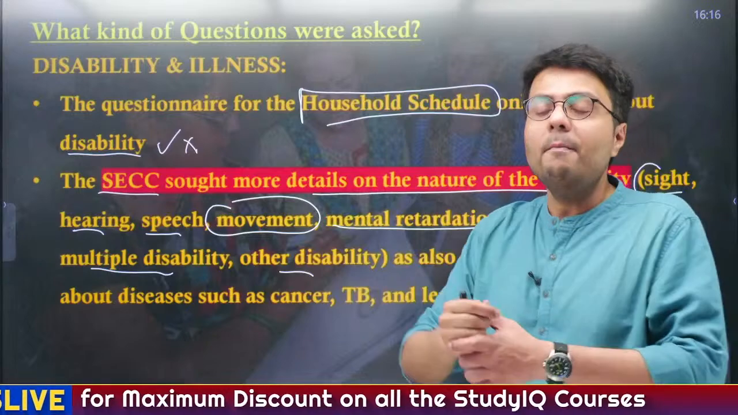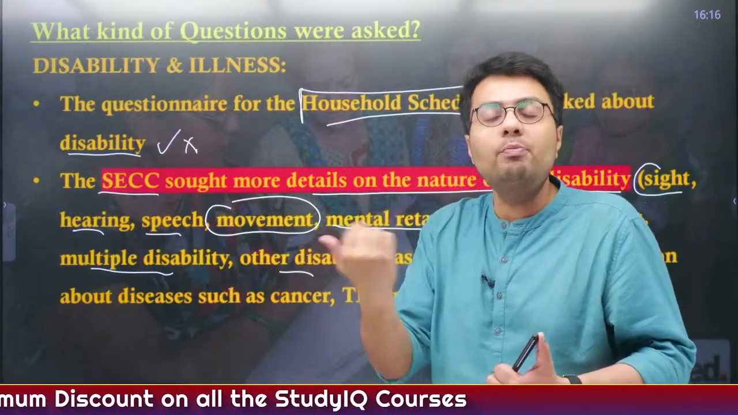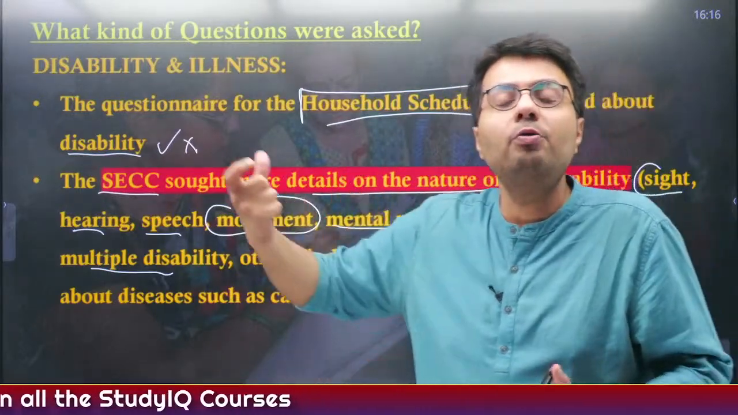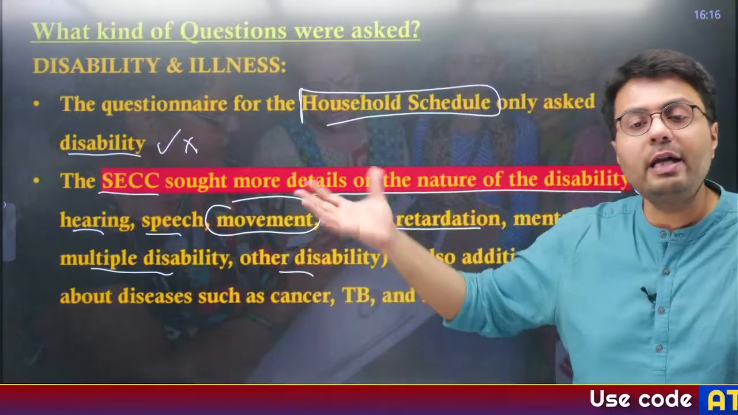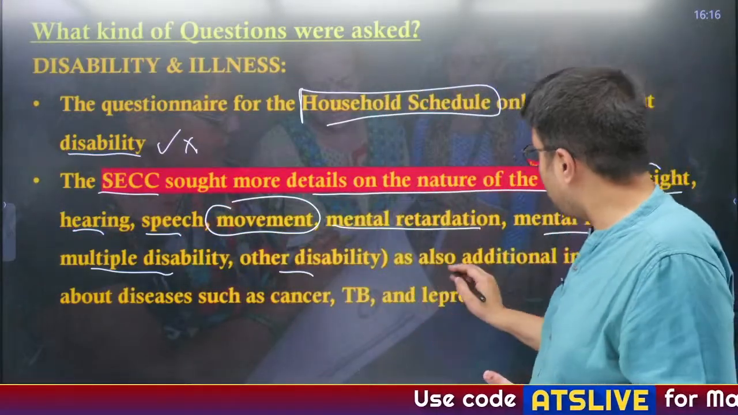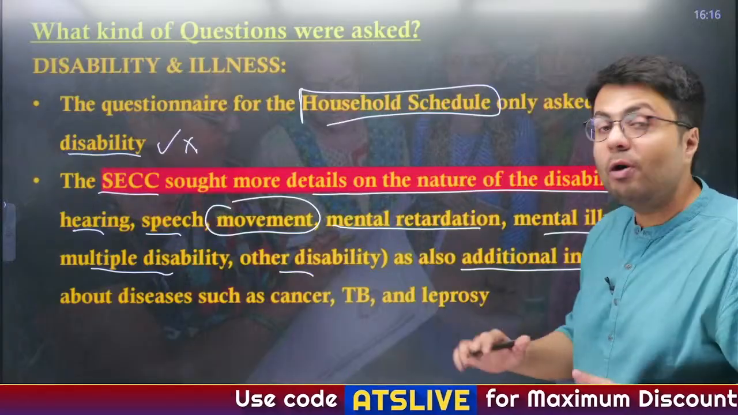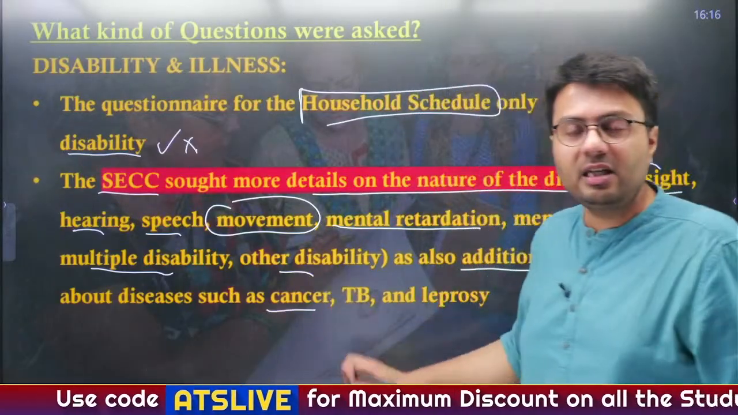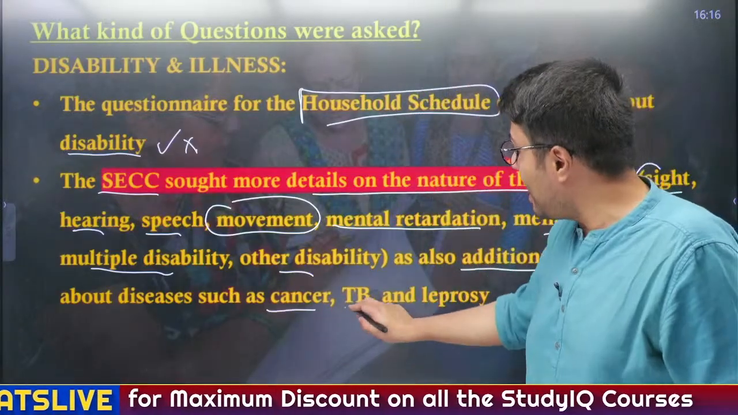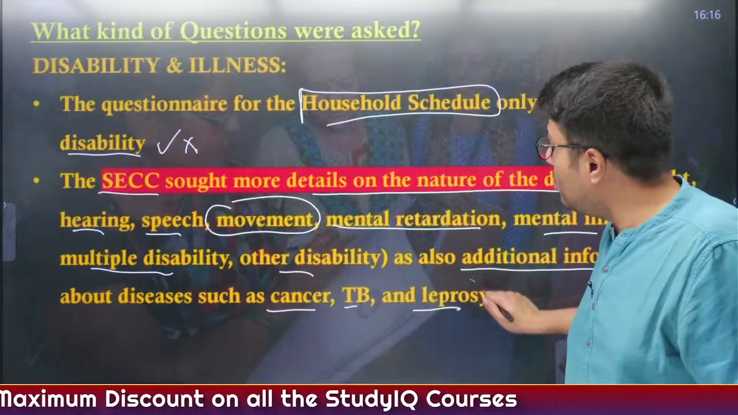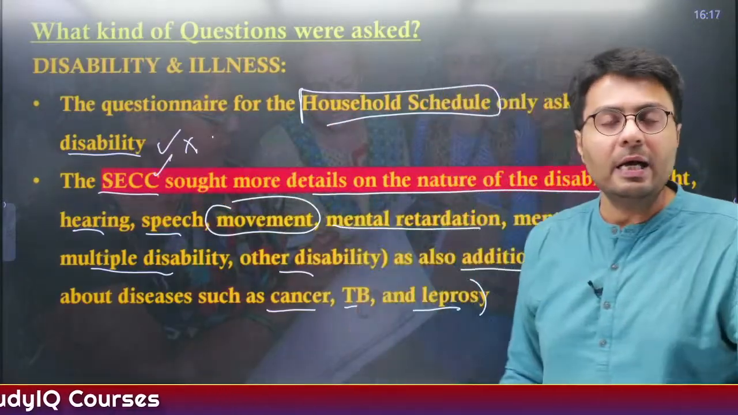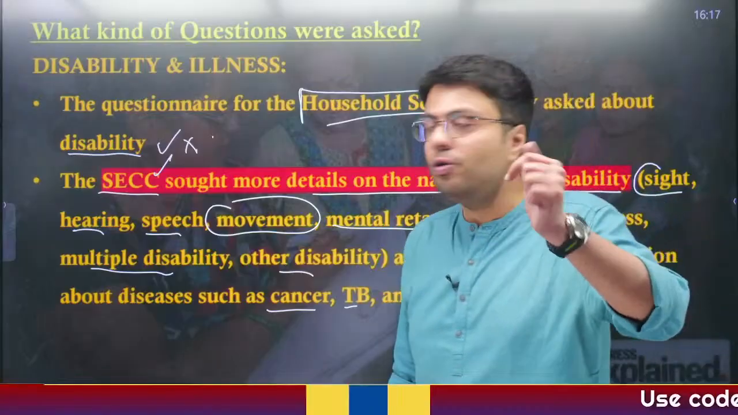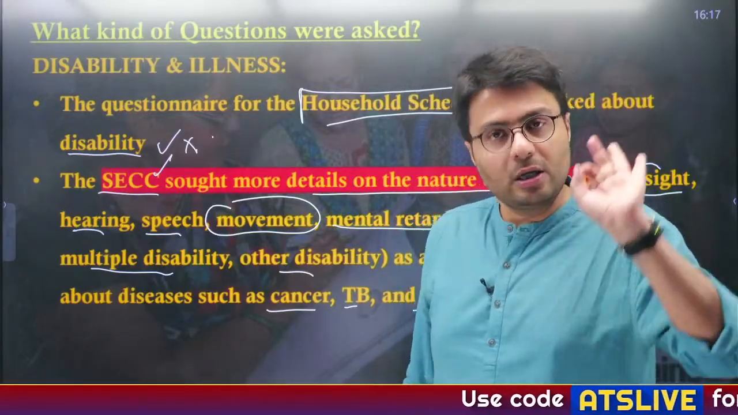So you understand, people who are disabled, who can't move, naturally won't be able to make money as a normal person would. So naturally they will be more socially and economically backward, right? This also sought additional information about diseases, whether or not a person is facing certain life-threatening diseases like cancer, TB or leprosy. So this kind of additional data was sought in SECC, which was not sought in the census. The census only asked you whether you are disabled or not. Understood?